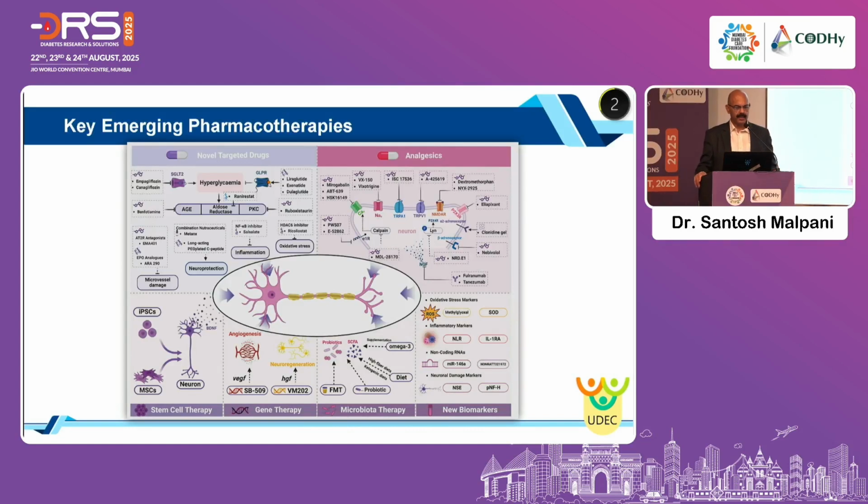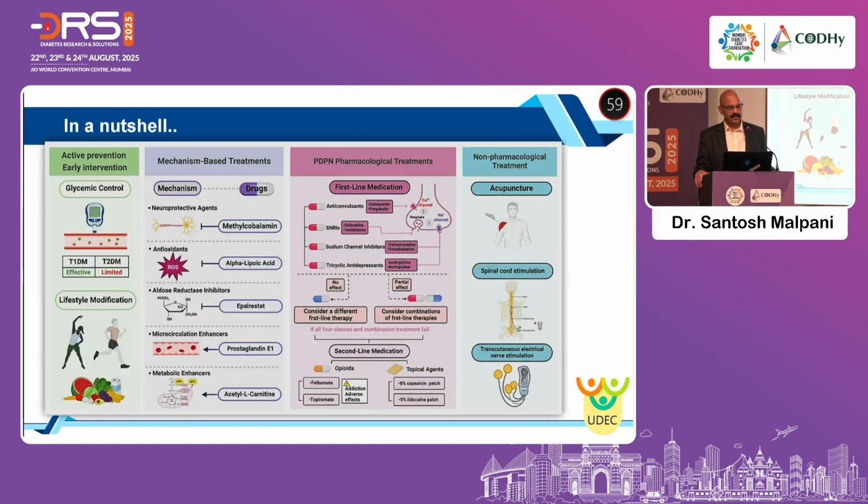In coming days we are going to see novel therapeutics which target the glycemia, analgesics, improved analgesics, neural analgesics, they will be marketed in coming days. So also the stem cell therapy, the gene therapy, microbiota therapy, and the new biomarkers will be marketed in coming days. So in a nutshell, you have to actively control the glycemia. Mechanism based treatment can also be tried. You can go for the individual pharmacotherapy, you can go for the combination therapy, and in some cases acupuncture also had been tried. So also spinal cord stimulation and the transcutaneous electrical nerve stimulation also has been tried.